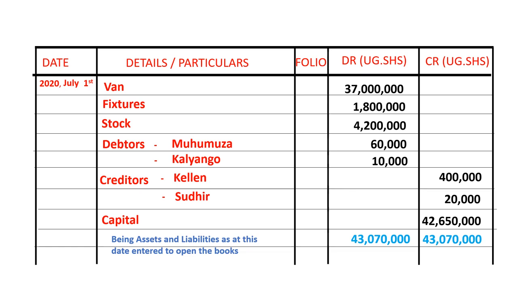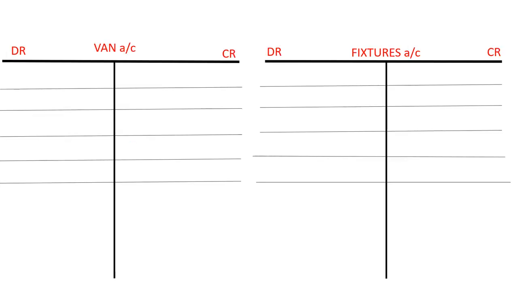After posting the journal entries that we need to open the books, we are going to go to these respective individual accounts, open them up, and post the debits and the credits like they appear in the general journal. So that is exactly what we are going to do. So we shall go ahead to the van account. It's a debit. We go ahead and post it like that. The details column, of course, shows that this is the balance.